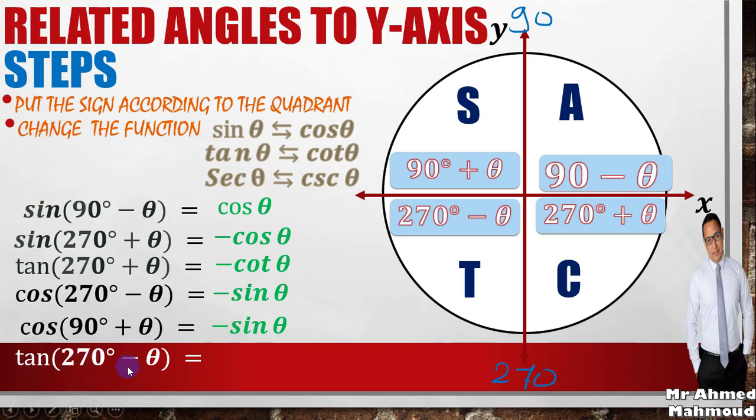Then 270 minus theta, here we have tan change to be cotan, and 270 minus theta is the third quadrant, and tan is positive in the third quadrant, so it will be positive cotan theta. Okay, let's solve the next question.